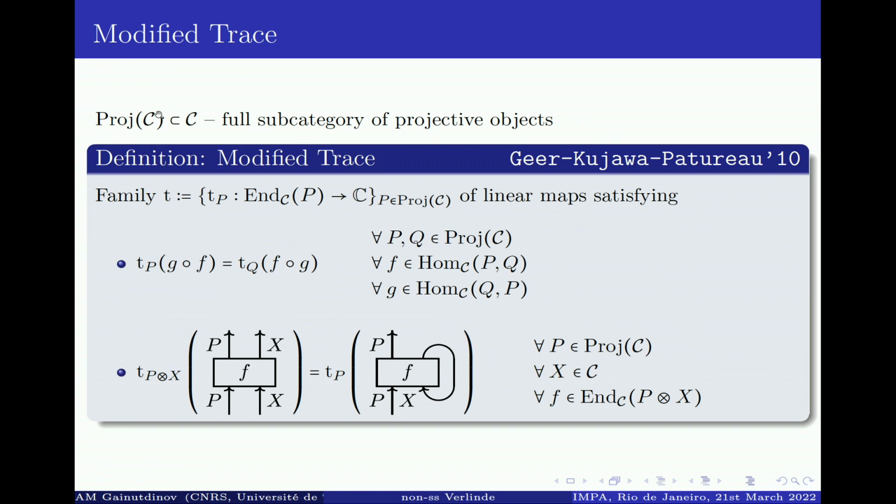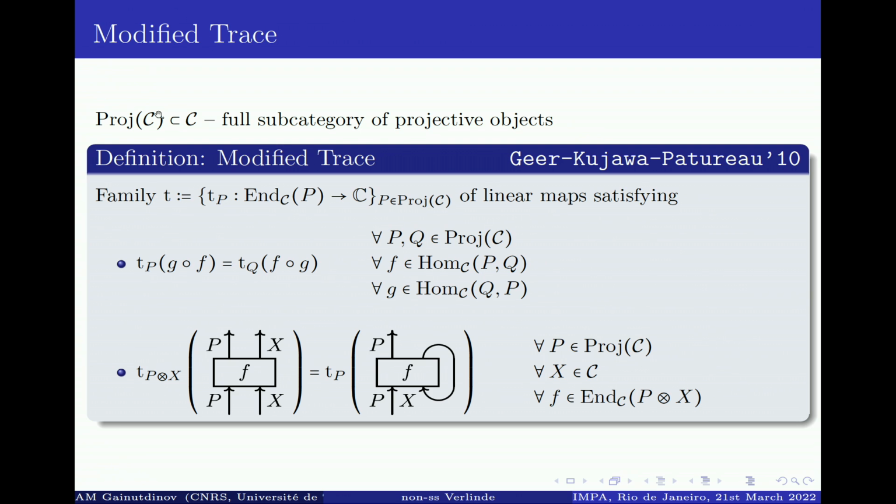They introduced a notion of modified dimension. Then they gave a nice concept of modified trace. So it's a good generalization of categorical trace to the non-semisimple world. But it will be defined not on the full category, it will be defined only on projective objects, or only on the endomorphisms of projective objects. So I will be dealing now with a full subcategory of projective objects.